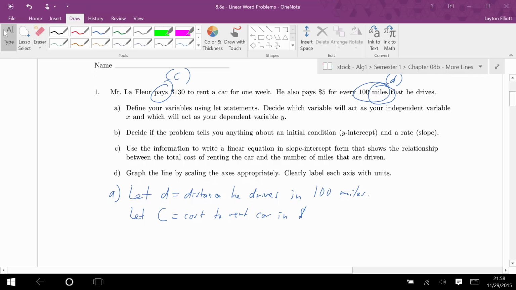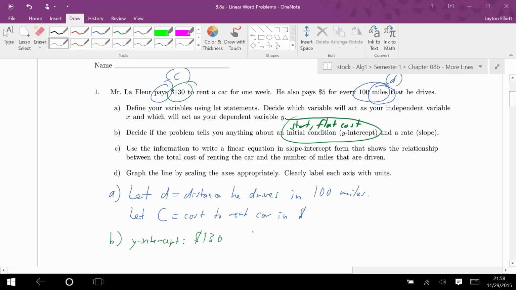Okay, step 2. Decide if the problem tells me anything about an initial condition, a y-intercept, and a rate. Now, initial condition is commonly used language to mean a starting point, or what we like to call a flat cost. That's a big one, that flat cost: how much it costs no matter what. And that's a y-intercept. So for step B, my y-intercept, my flat cost, is this $130 that it costs to rent it no matter what. I have to pay that even if I drive 0 miles. And then a rate. A rate's going to be a slope. $5 for every 100 miles that he drives.